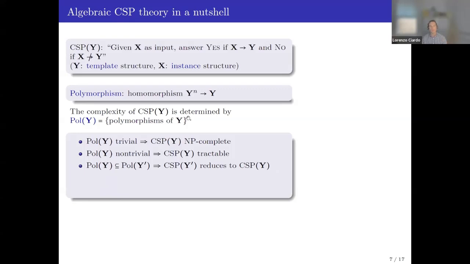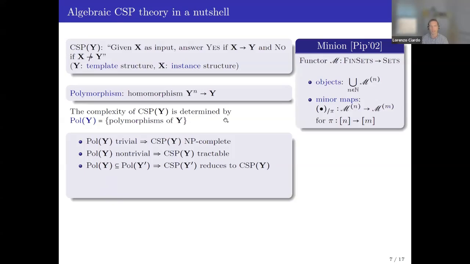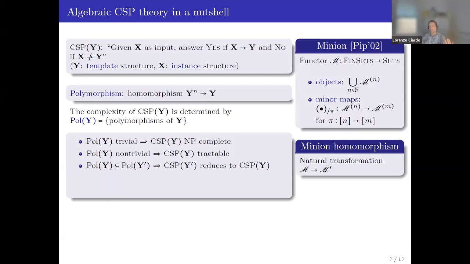Now I want to be a bit more precise here. This is the notion of a minion. A minion is a functor from the category of non-empty finite sets to the category of sets. A bit more concretely, I have some objects, a union of n-ary objects, and then some operations called minor maps. For every map pi from n to m, I have a corresponding minor map. It's not hard to see that the polymorphisms of a CSP form a minion, so they can be endowed with this algebraic structure. This allows me to compare two polymorphism sets.